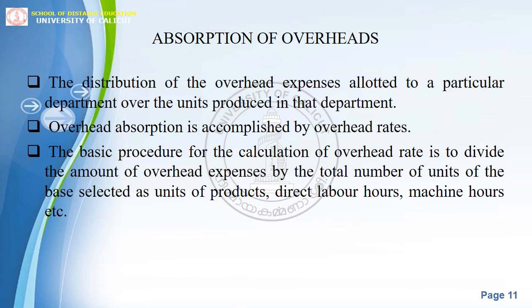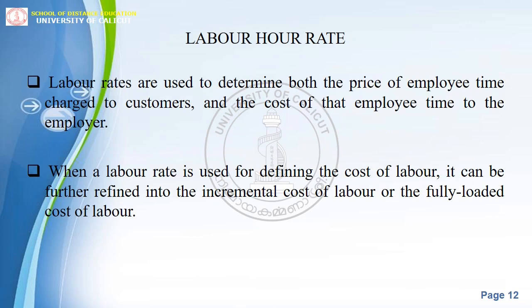Absorption of overheads means the distribution of overhead expenses allotted to a particular department or the units produced in that department. Overhead absorption is the accomplishment by overhead rates. Labor hour rates are used to determine both the price of the employee time charged for production and the cost of the employee time to the employer.